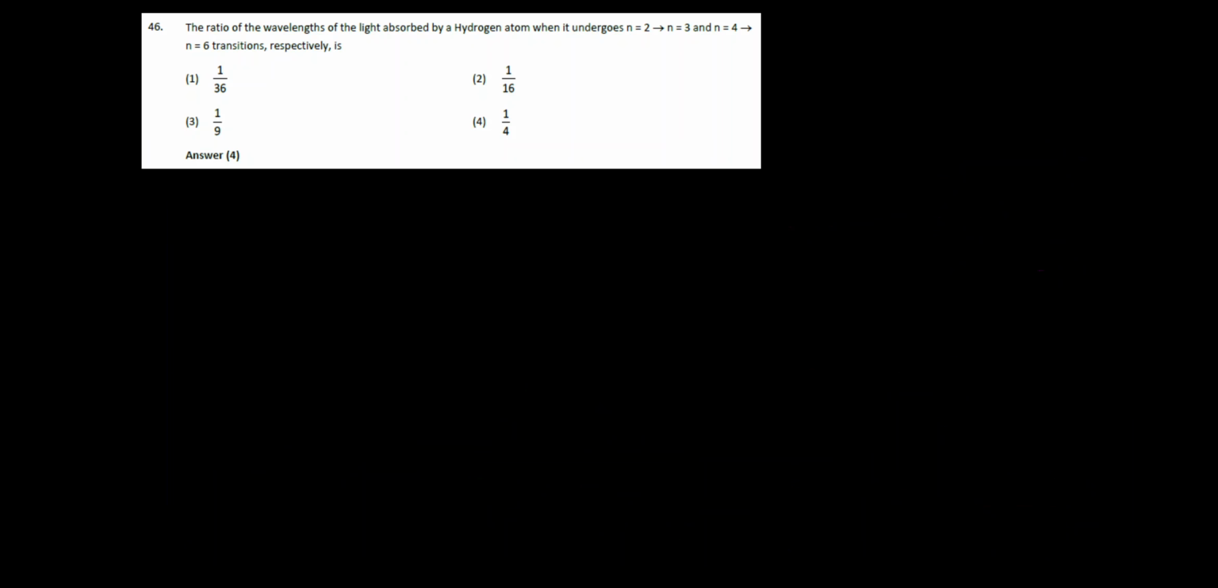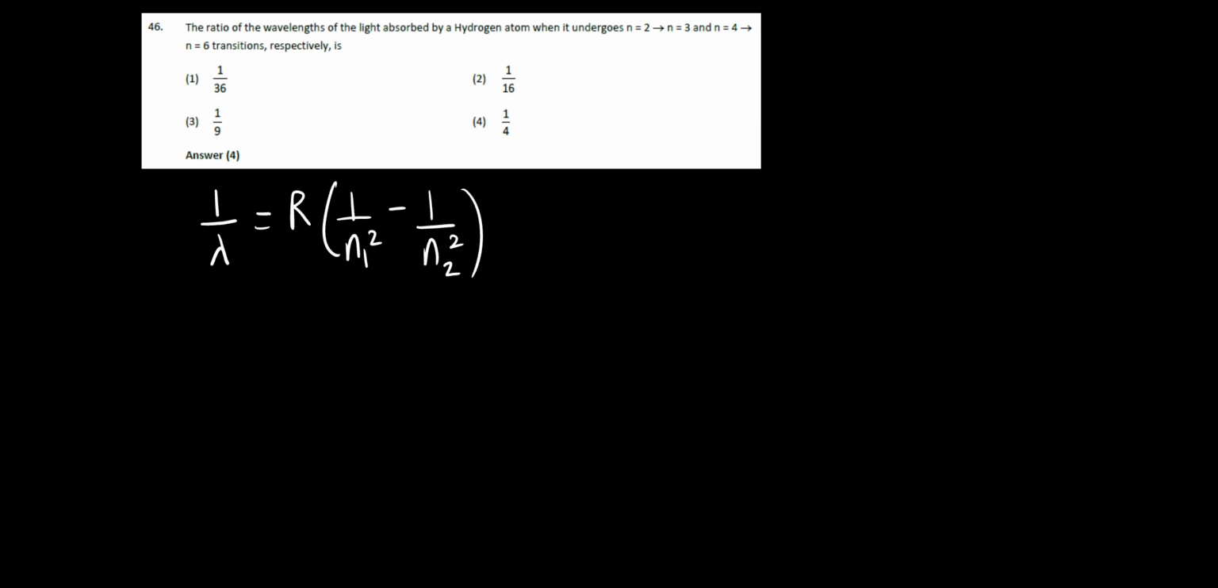So the first question is: the ratio of the wavelength of the light absorbed for the hydrogen atom from n equal to 2 level to 3 and that of 4 to 6 is. So which formula are we going to use? This one: 1 by lambda is R, the Rydberg constant, times 1 by n1 square minus 1 by n2 square. n1 is the lower value, n2 is the higher value.